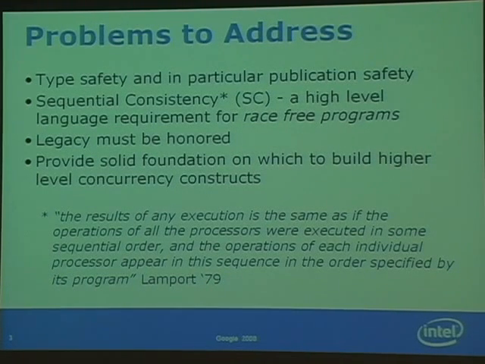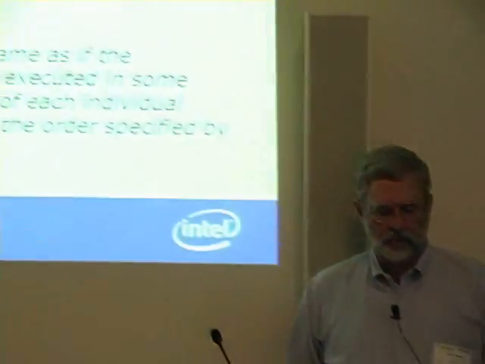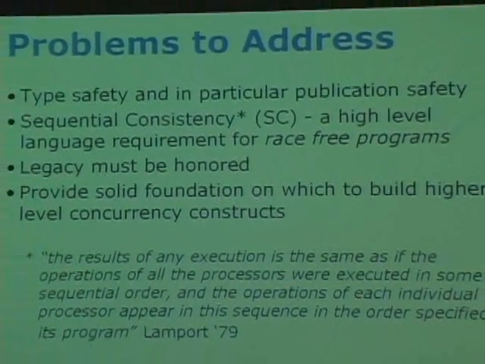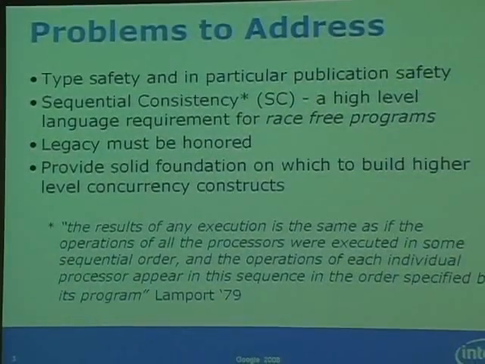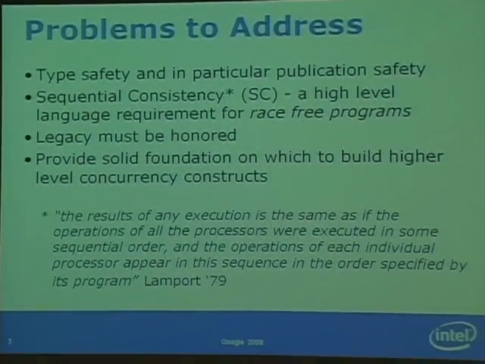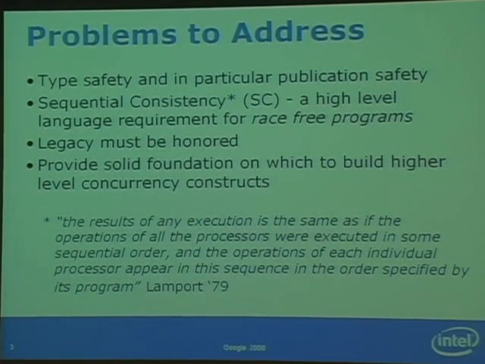So we needed to address some of the problems that were out there. And the current memory model that we had published didn't seem sufficient. In particular, type safety had to be addressed in languages like Java, and in particular, this thing called publication safety. And I'll show you in a couple of slides exactly what that is and how we dealt with it. We had to support this concept of sequential consistency, which is really a high-level language requirement for a subset of programs, in particular those known as race-free programs, where race freedom is a dynamic property.